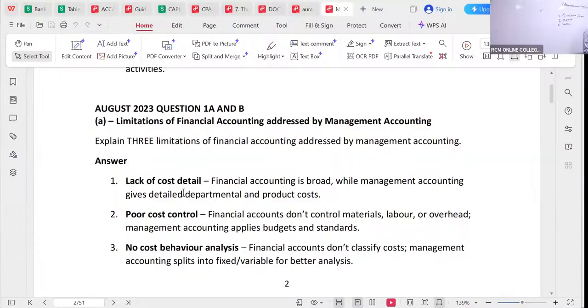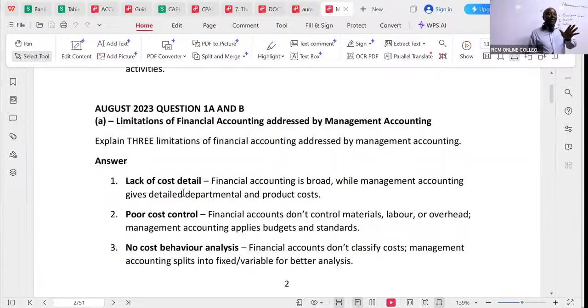Management accounting applies budgets and standards. If you remember very well, I said some teacher was not available. You were able to do this concept of cost behavior. Do you remember the behavioral classification? In this case, we are able to classify our costs into variable and fixed.